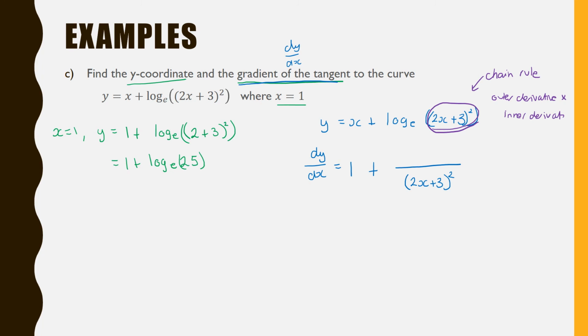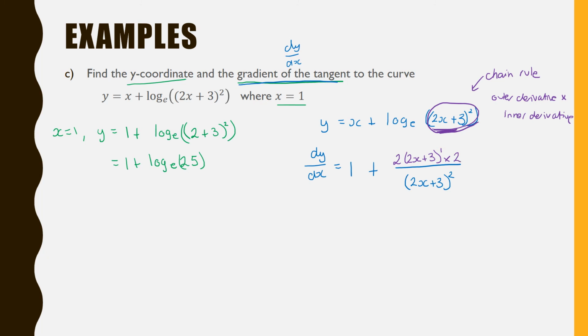So the outer derivative, that means I multiply by the power, which is 2. I keep the inside as is, and I subtract 1 from the power, giving me 1. I multiply that by the inner derivative. The derivative of 2x plus 3 is just 2.